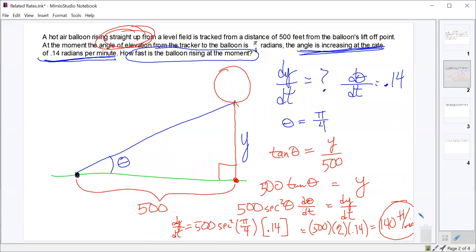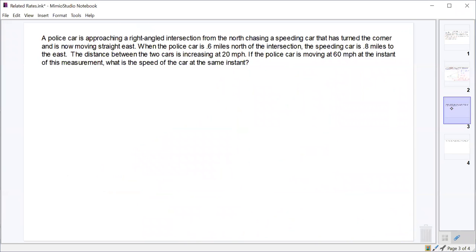All right. Let's take a look at another one. I'll give you guys a minute to read through it, and then we'll go from there.